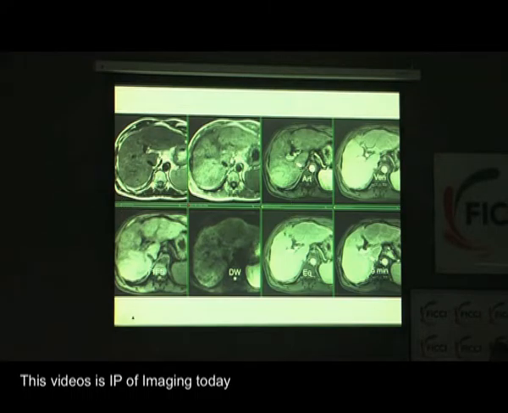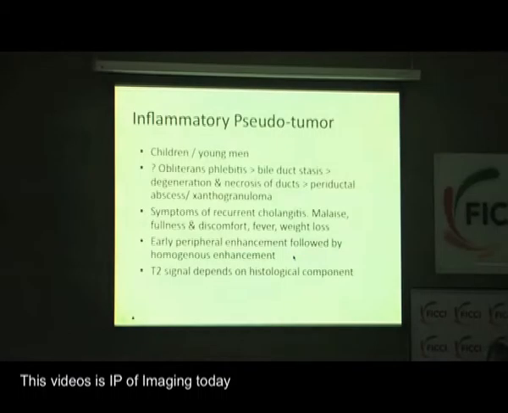You can see it in all the images, including the post-contrast images, that there is a flattening because of capsular retraction and fibrosis in that part of the liver. I've not seen too many of these. This is one biopsy-proven case of inflammatory pseudotumor that I have seen, which is usually seen in children and young men. There's a whole pathology where you have obliteration or it's some kind of vasculitis. You can have symptoms of recurrent cholangitis, malaise, fullness.